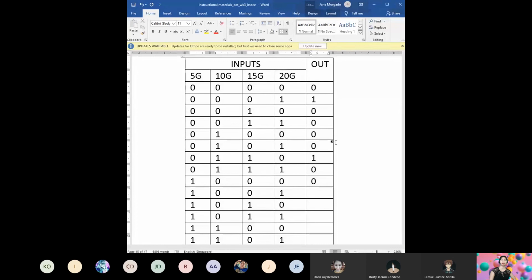How about this? 25 grams total. So, the output is 1. Okay, 1, because it is 25 grams, which is within the range. Then 10, 10, 30. So the output is 1. Okay, 1. How about this one?